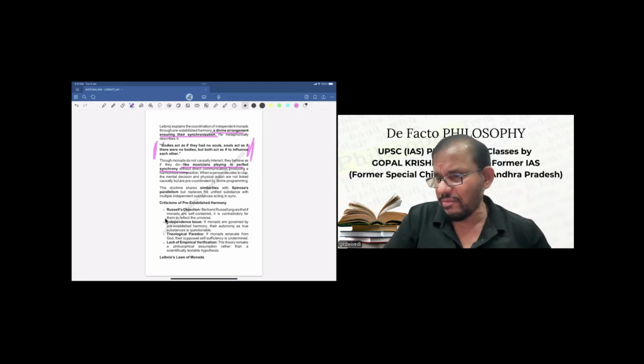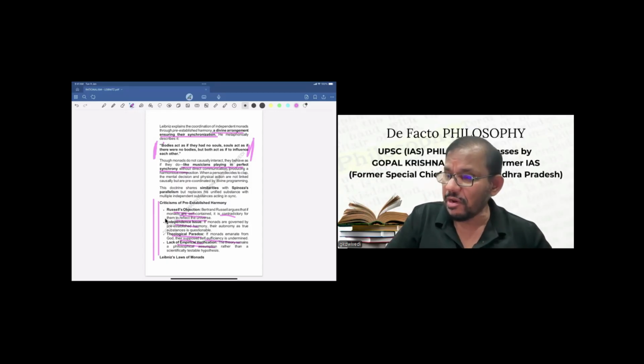Now, several criticisms of pre-established harmony, which we have also seen in a brief manner earlier. Russell's objection: if monads are self-contained, it is contradictory how they reflect the universe. Then the independence issue, because here the autonomy is questioned. There is a deterministic theory. Then theological paradox: if monads emanate from God, their supposed self-sufficiency is undermined. Then lack of empirical verification. This is a very strong objection against the theory of monadology as well as the theory of pre-established harmony.